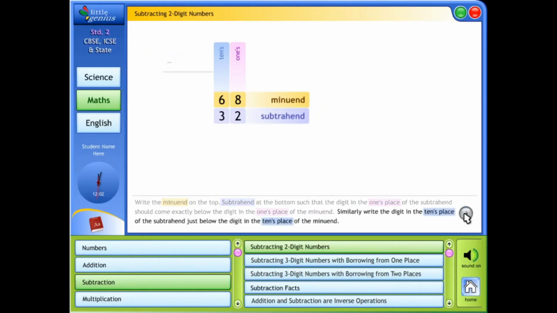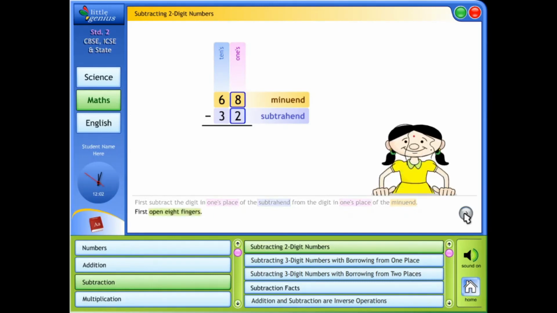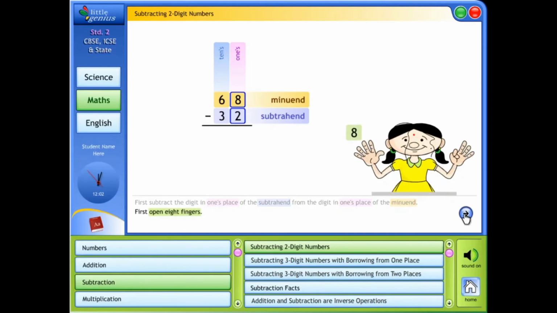Similarly, write the digit in the tens place of the subtrahend just below the digit in the tens place of the minuend. Now, start subtracting the digit below from the digit on the top, in the order starting from ones, tens and so on. First subtract the digit in ones place of the subtrahend from the first. Open 8 fingers. Then, fold 2 fingers, so the balance finger is 6.